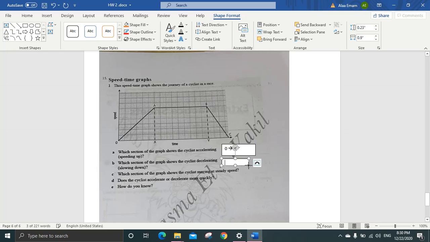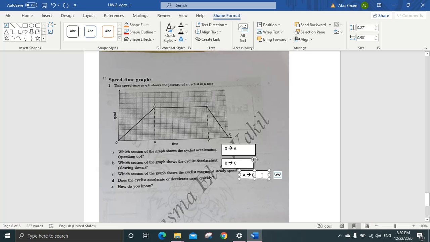Now, which section shows a cyclist decelerating? Okay, so obviously it's from B to C, right? Which section of the graph shows the cyclist moving at a steady speed? So obviously it is from A to B, because as the time passes, the speed is not changing.